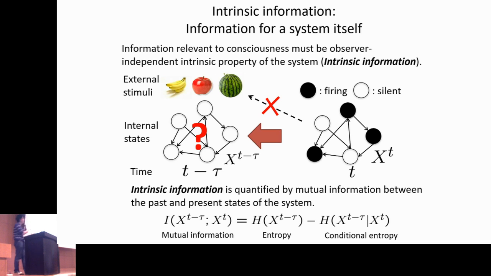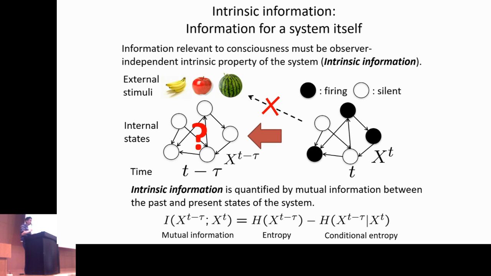This is, by the way, some neural network, and these circles are just cells, neurons, and these black and white represent whether each is firing or silent. And then, given this state at time t, the state of the system at time t, what we ask here is: what's the likely past state, based on the present state and based on the connections between neurons?